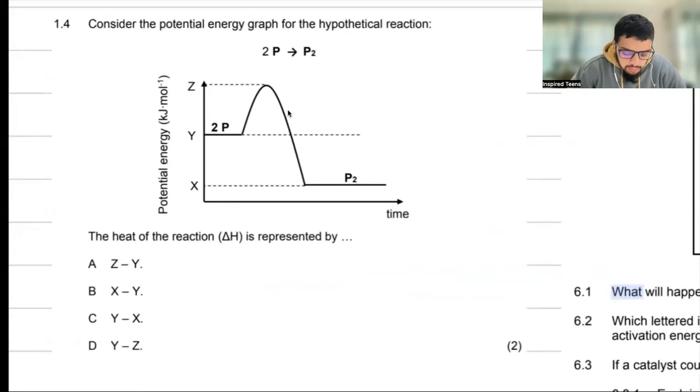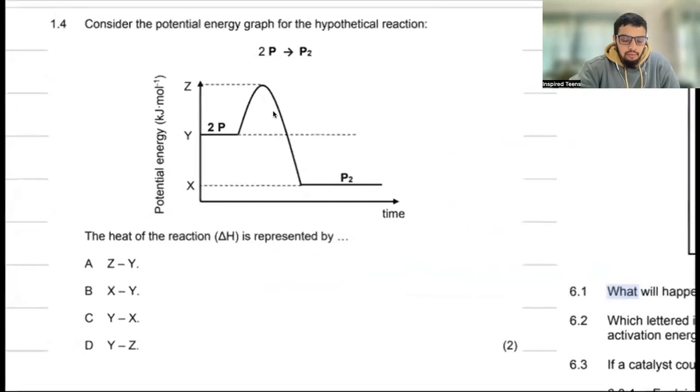So 1.4, consider the potential energy graph for the hypothetical reaction 2P gives us P2, with a little subscript of 2. The heat of reaction enthalpy is represented by, okay, so we have different values. We have Z, Y, X. 2P is, as you can see, the reactants, which makes sense to us actually. This is our reactants, and then this is our products.